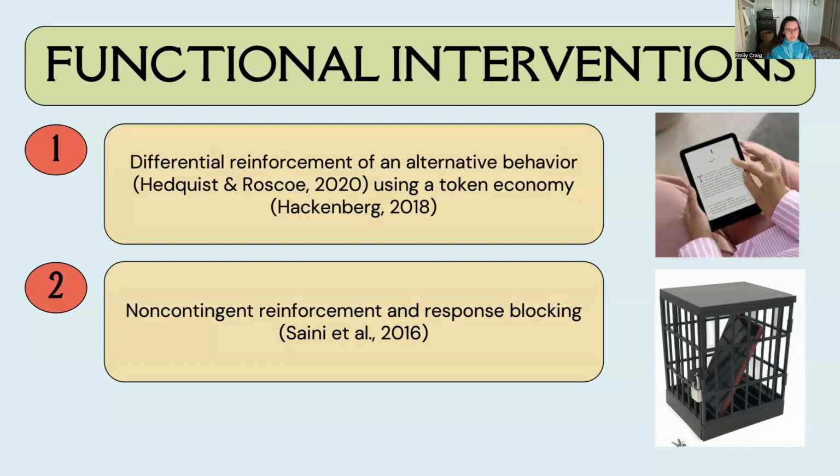The second intervention that I had was non-contingent reinforcement and response blocking. I got this from the Siney et al. article from 2016. For this article, they did a CSA, or a competing stimulus assessment, prior to implementing this intervention. So I think that would be something important to implement in this case also.